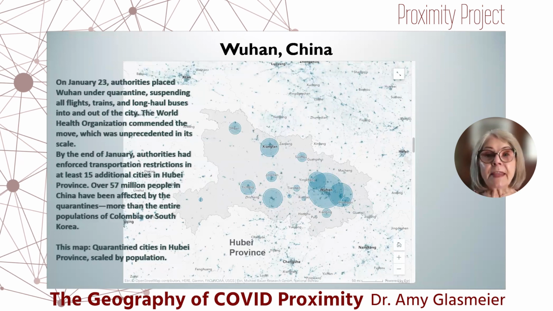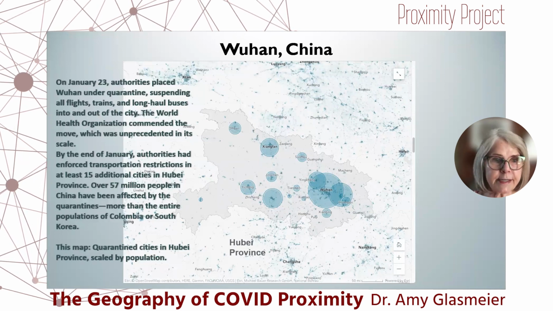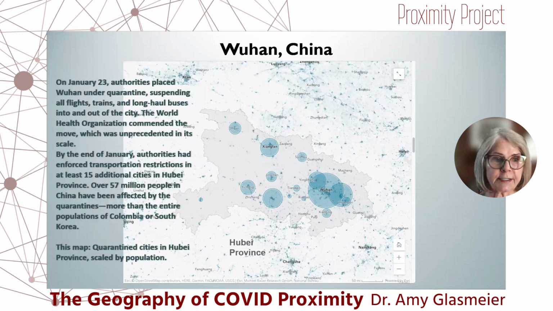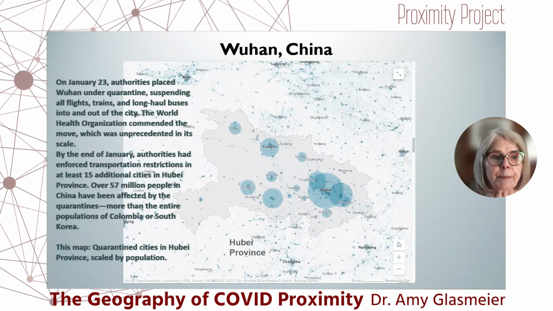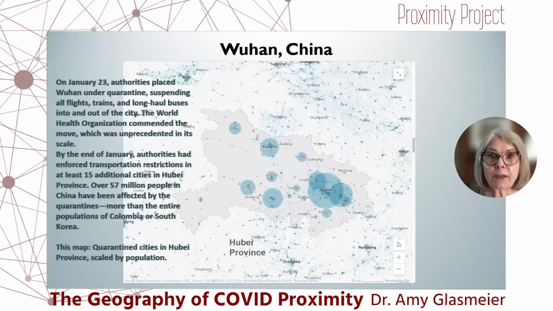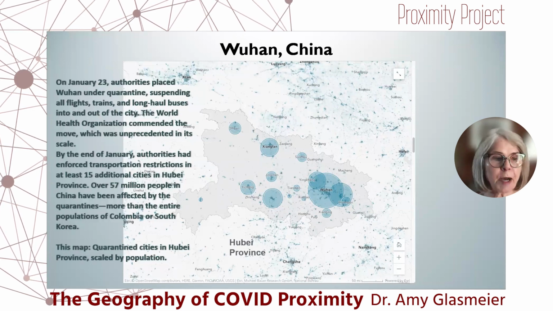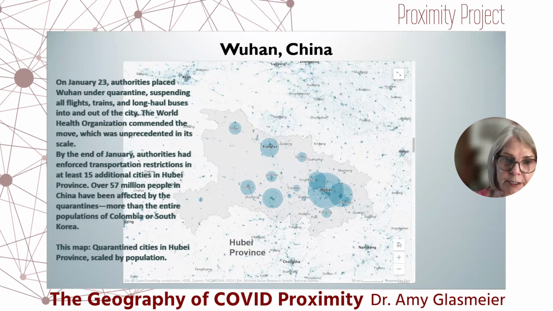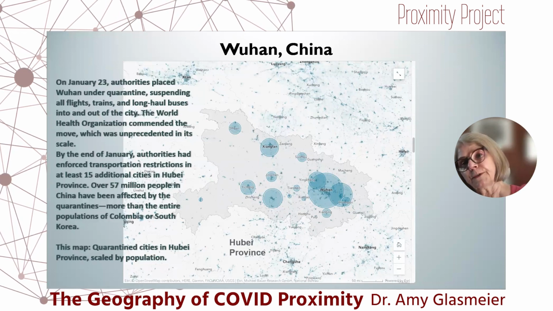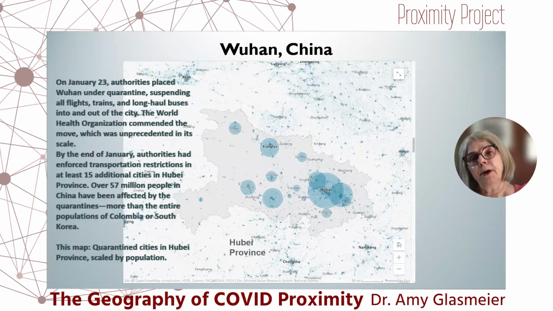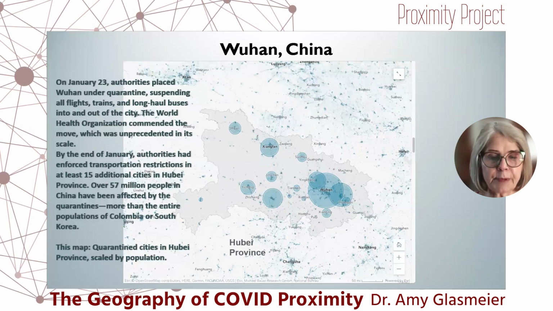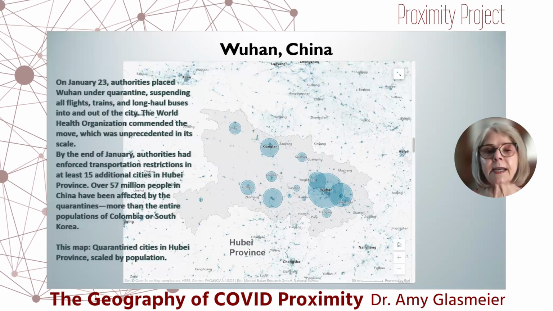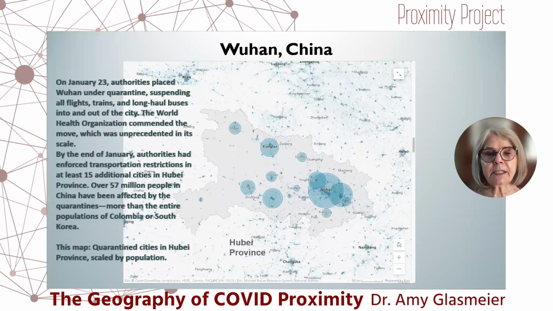By the end of January, the disease had spread to 15 additional cities, and over 57 million people had been affected by the quarantines, more than the entire population of Colombia or South Korea. So here we see Wuhan in the middle, and we see this sort of spreading web of cities. And you can notice something on this map that is really important: we have big and we have small cities that have been basically cordoned off.